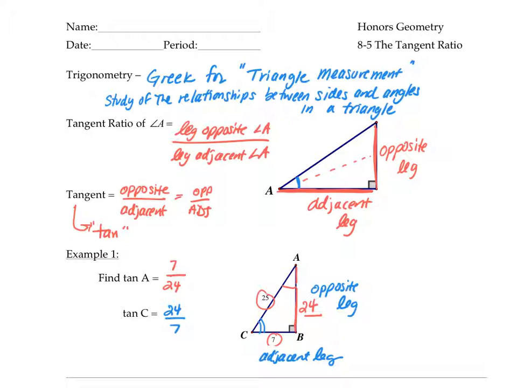Now, the tangent of an angle, again, is the comparison of 2 sides, the ratio of 2 sides, and it's dependent on the size of the angle and not the size of the triangle, and we'll come back to that in a little bit.